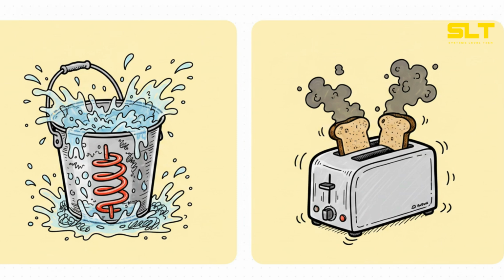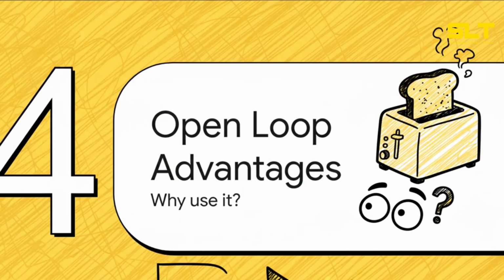And honestly, this is exactly why every single one of us has experienced the universal tragedy of perfectly good bread turning into a burnt, smoking mess. The toaster is completely blind to the output. Which brings us to section 4, the open loop advantages.